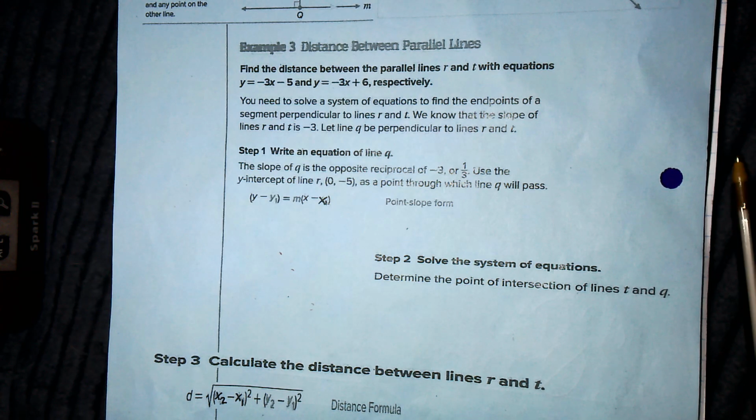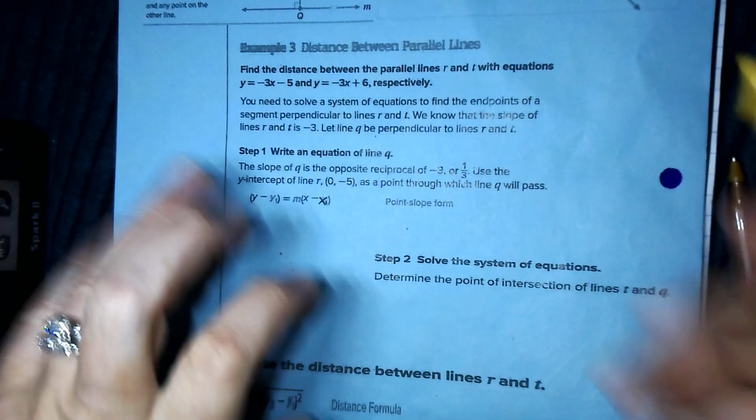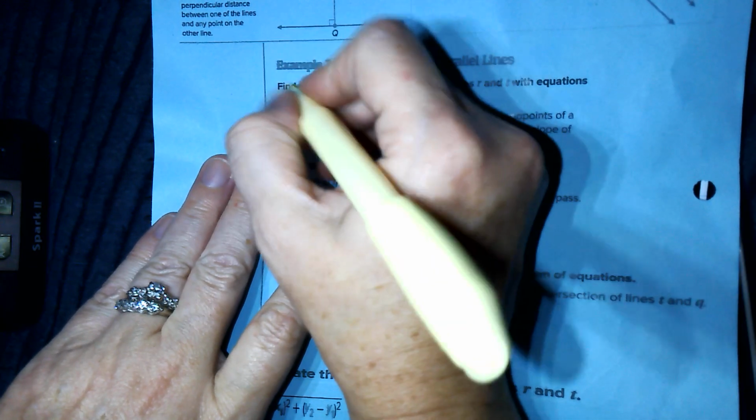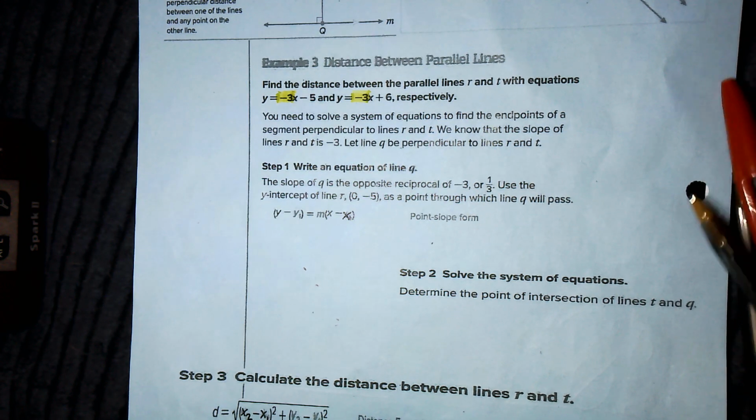Well, if you have parallel lines, you have the exact same slope. Well, minus 3, minus 3. Our slope's minus 3 for both lines. They have to be parallel. That is a given. We proved that with our proofs. So we're going to move on from there.